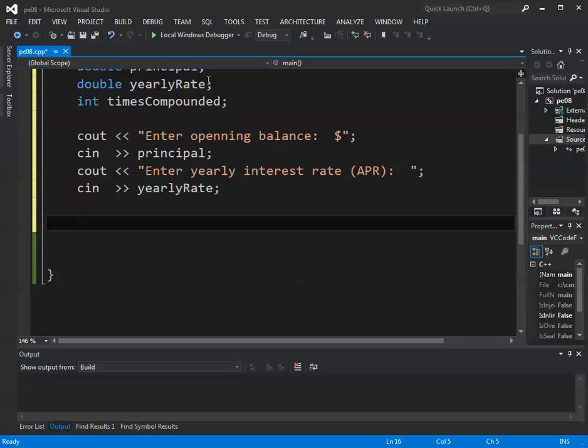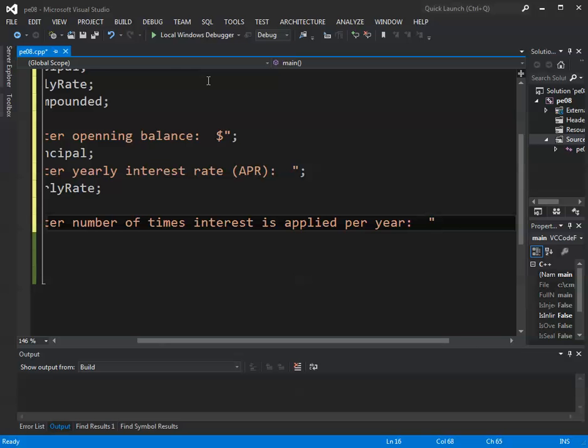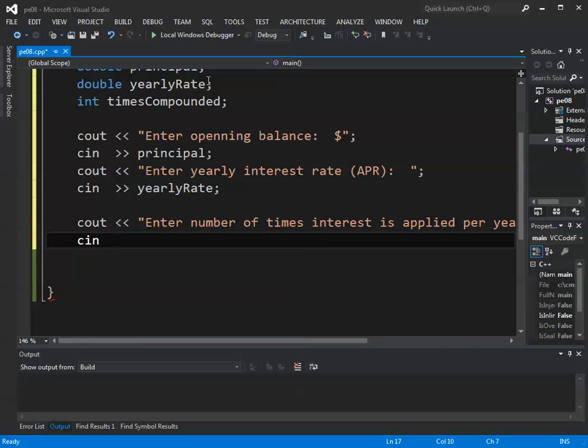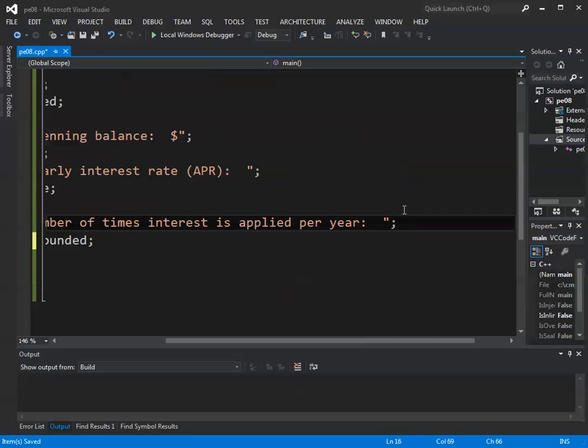And finally, cout, enter number of times interest is applied per year. And you might actually even want to, let's see, say 12 for monthly, as an example. It's always good to give the user a little bit of an example so they can verify their understanding of what you're asking them to do.